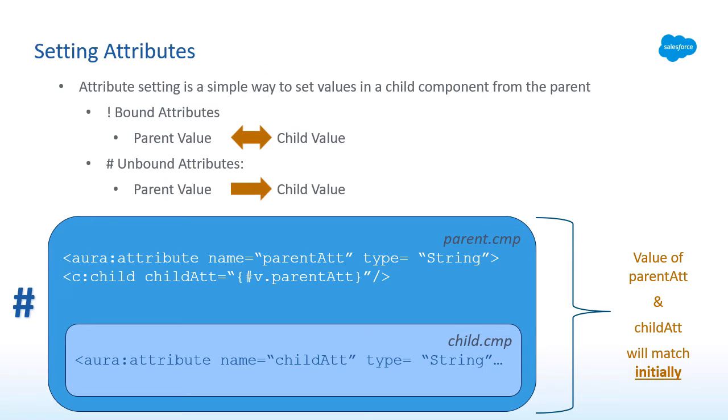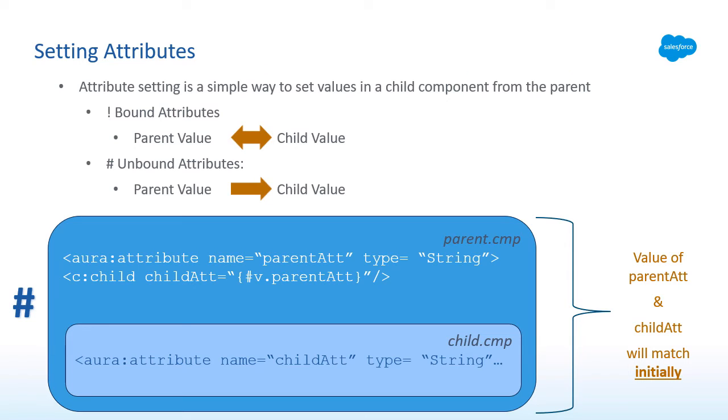For unbound attributes, the parent is going to set that value once, and then it's done. So it's not going to worry about the state of the child. If the child changes the value of that attribute, it does not affect the parent. If the parent subsequently changes its value, the child's not going to update it.